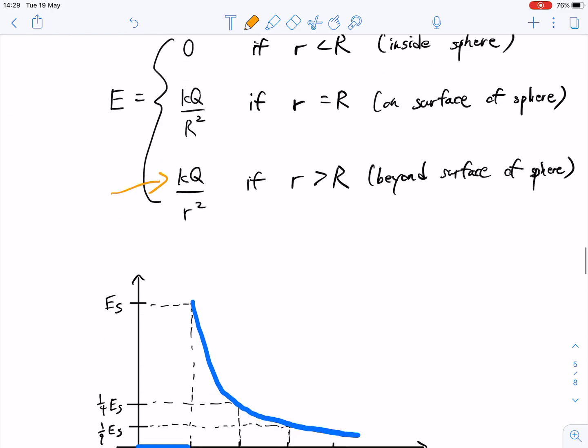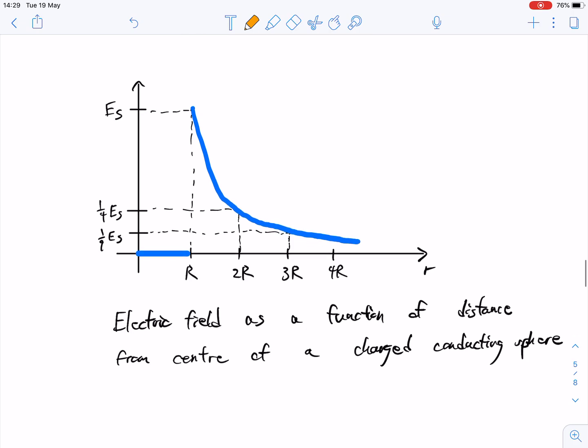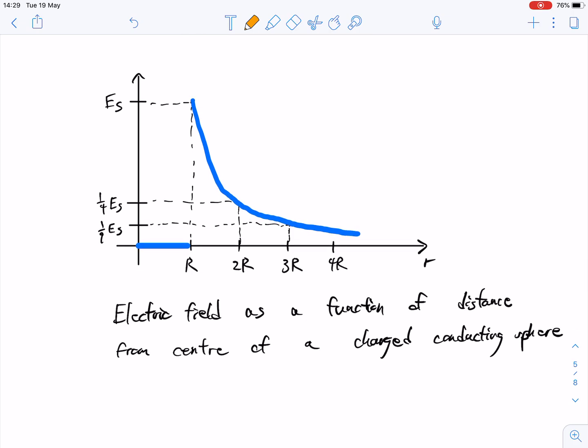The interesting thing here is the graph. As you can see in the graph, from 0 to the maximum radius of the sphere, there is no electric field whatsoever, okay? And then as soon as you reach the surface, that's the maximum electric field. And then it follows that inverse square relationship.